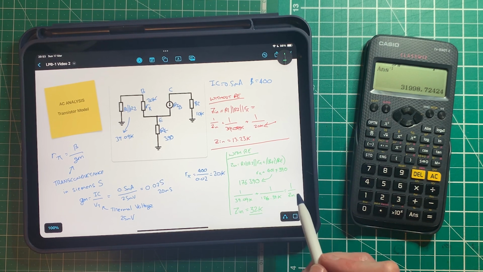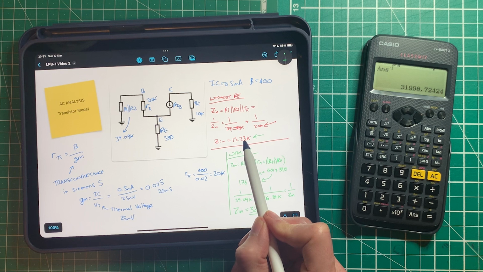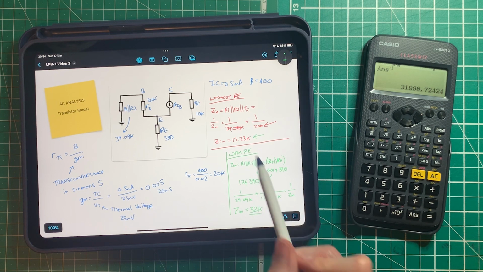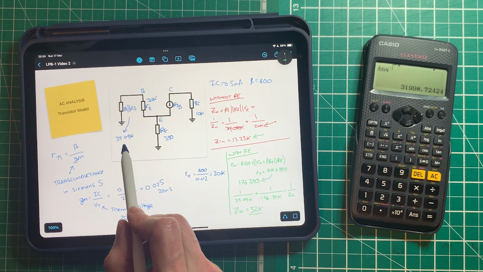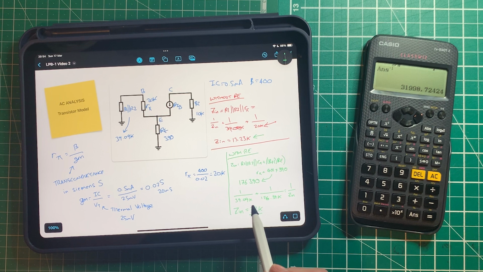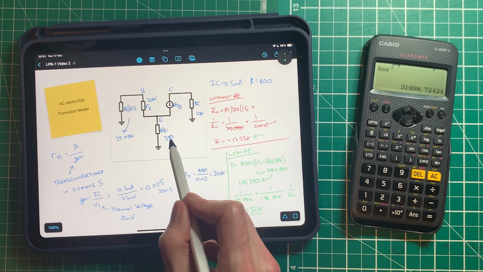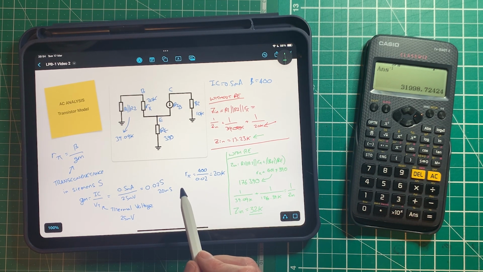So look at how the input impedance here started off at 13.23 and it was being pulled down by R pi, and now it's 32k, which is a lot closer to our 39.09k of these resistors in parallel. So it's no longer pulling that value down as much as it did before. It's more than doubled it just by adding that small degeneration resistor there. Now another thing we can do is we can now do a much better gain equation. So let's have a look at that next.